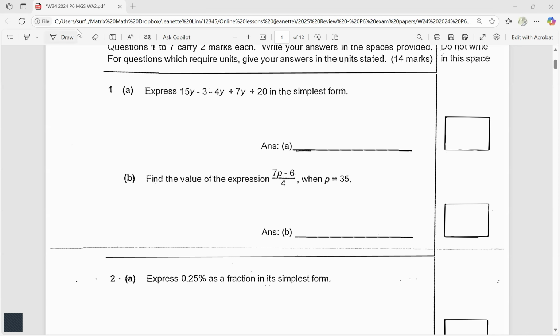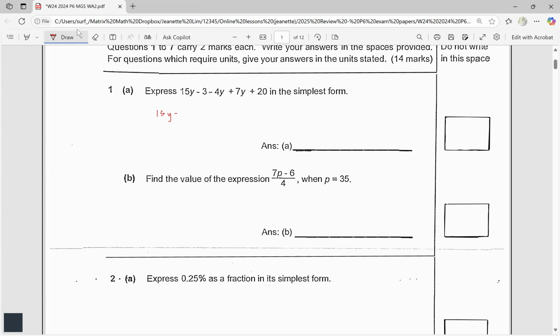Okay, let me write out what the question gives us first. Now, starting with 15y, I'm going to group all the like terms together. So this means that we are going to shift the terms around, starting with 15y, and then we have minus 4y and plus 7y. So the sign and the number behind it goes together. And followed by minus 3 plus 20.